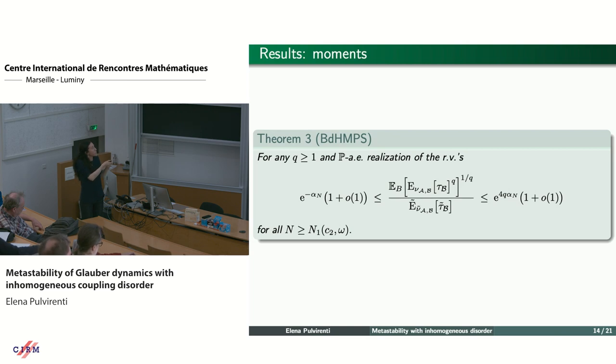Third result is that we can also compare any moment. So if you take any moment of this random variable, this is going to be close to the mean heating time of the annealed model. And we have upper and lower bounds for that. So metastability, tail estimates, moment estimates, these are the kind of results in order to describe the mean heating time, which is a random object, of this quench model.